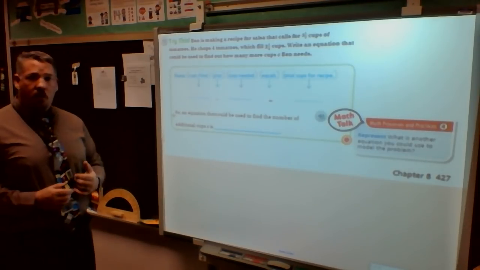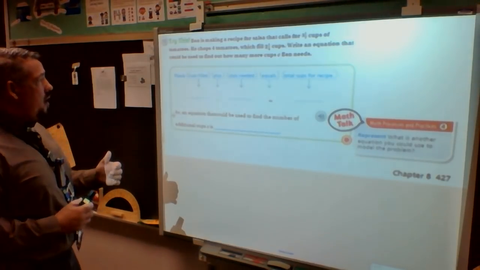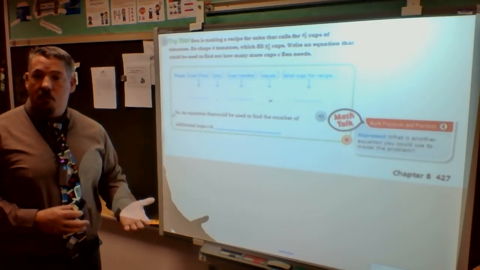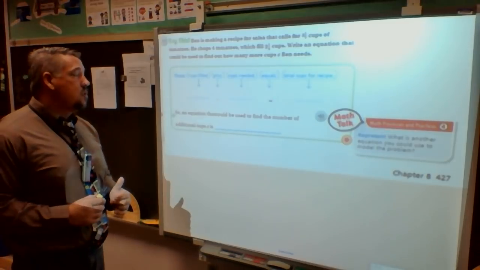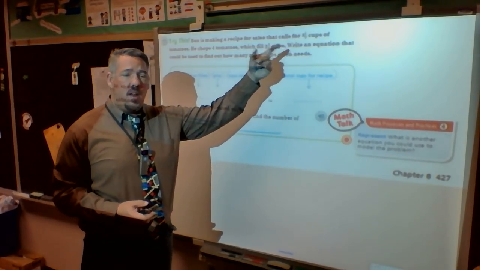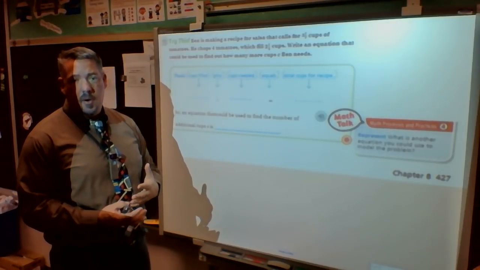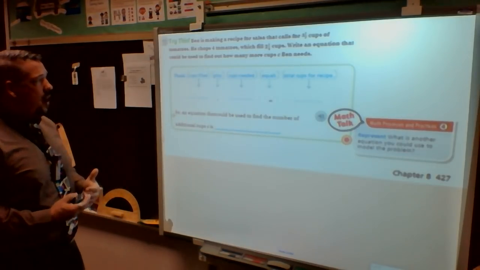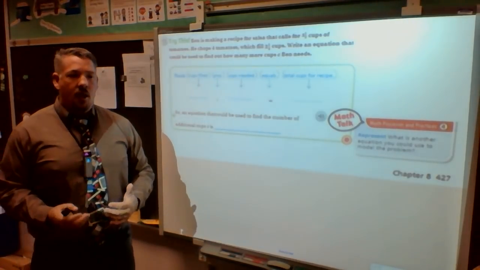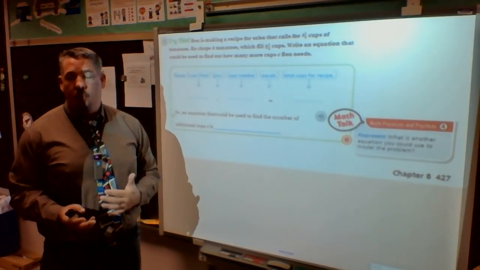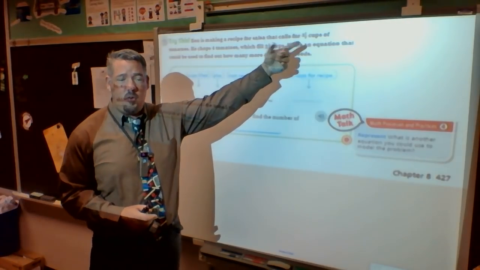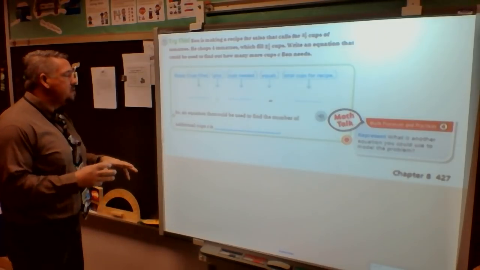On the second scenario, we talk about Ben. Ben's making some salsa, and in that salsa we need tomatoes, which should be logical. If you like salsa, you know there are tomatoes in it. He needs 3½ cups to make the recipe. He used 4 tomatoes and he filled up 2 1/4 cups. How many cups do I need to add to get my total in cups?